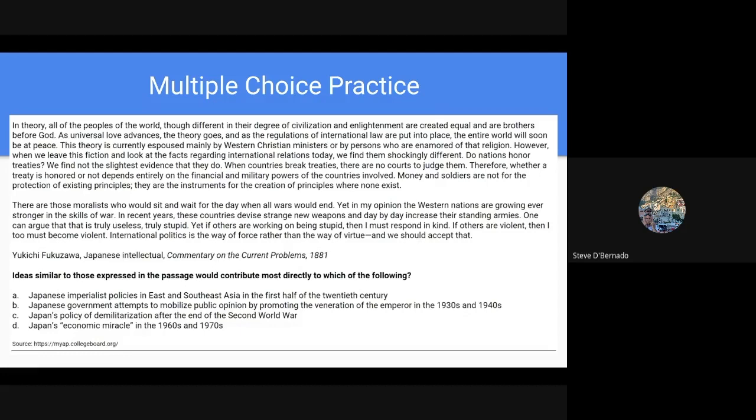A, Japanese imperialistic policies in East Asia and Southeast Asia in the first half of the 20th century. All right, that could be it. B, Japan government attempts to mobilize public opinion on promoting the veneration of the emperor in the 1930s and 40s. C, Japan's policy of demilitarization after the end of the Second World War. D, Japan's economic miracle in the 60s and 70s. If we're there yet, look at the date, 1881. Let's take a look.